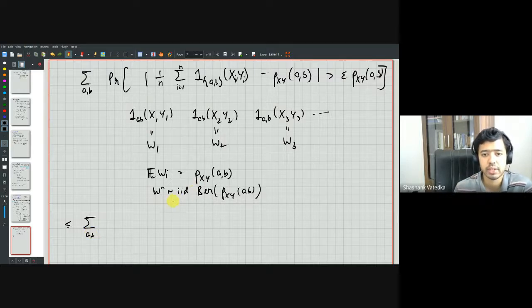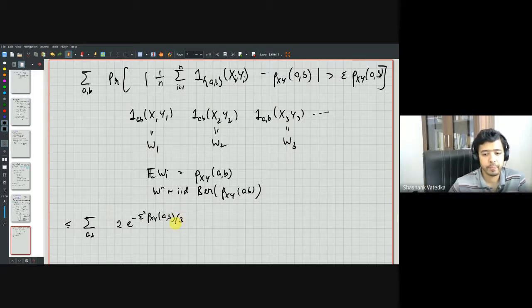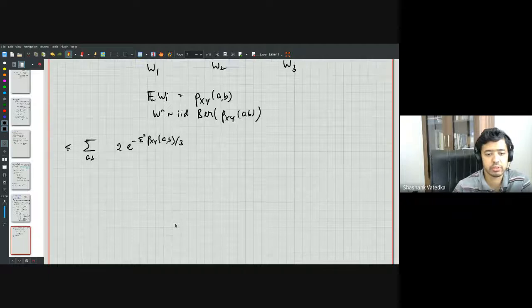The Chernoff bound says, or one version of the Chernoff bound for a Bernoulli random variable says, that the probability that this deviates from the mean, so the mean is equal to Pxy of A comma B, the probability that this deviates from the mean by an amount epsilon times Pxy of A comma B is less than or equal to 2 times e to the minus epsilon square times the mean, which is Pxy of A comma B, divided by 3. So this is one version of the Chernoff bound.